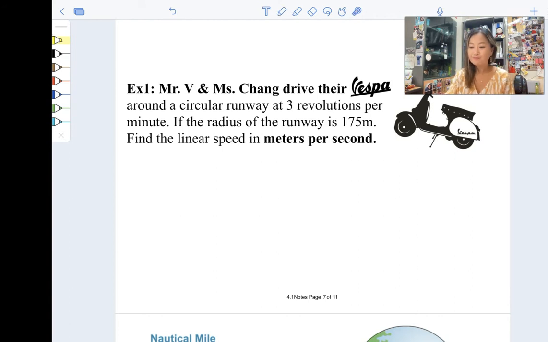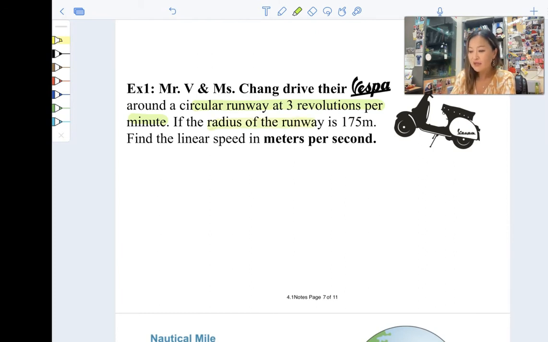Now, we're going to go around in a circular runway at 3 revolutions per minute. Now, I want to ask you, are we going fast? 3 revolutions per minute. Think about that. That means about a third, right? If you did 20 seconds per one revolution. Is it a big circular runway or a small? Think about all those questions, okay?